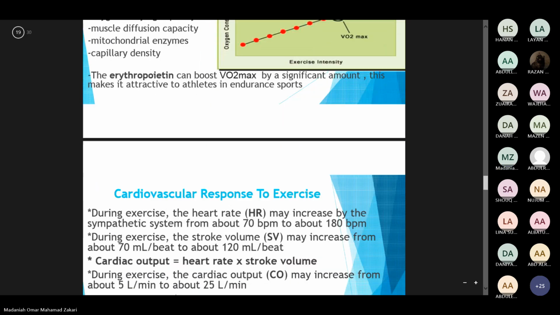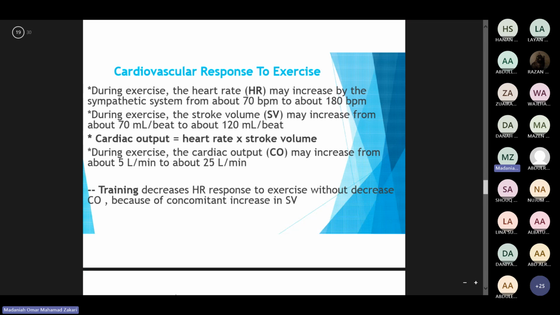So let's go to the effects on the cardiovascular system. Cardiovascular response to exercise. Once we're done with the respiratory, let's go to the cardiovascular. During exercise, the heart rate may increase by the sympathetic system from 70 beats per minute to about 180 beats per minute. That's a big number. During exercise, the stroke volume may increase from about 70 mL per beat to about 120 mL per beat. Again, that's a huge one.